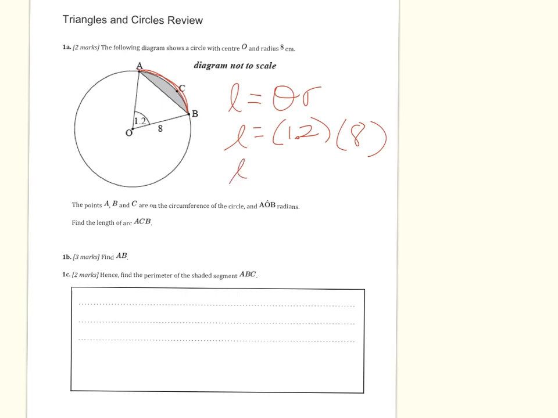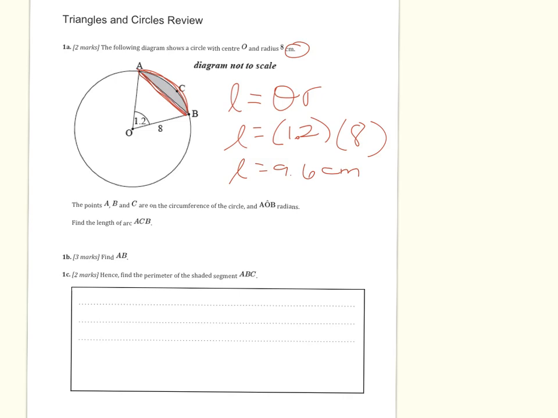So that gives us 9.6. And we should always put a unit, so that would be centimeters, because I see it up there. The radius was 8 centimeters. Okay, the next thing it asks us to do is to find AB, and so that's this length here.